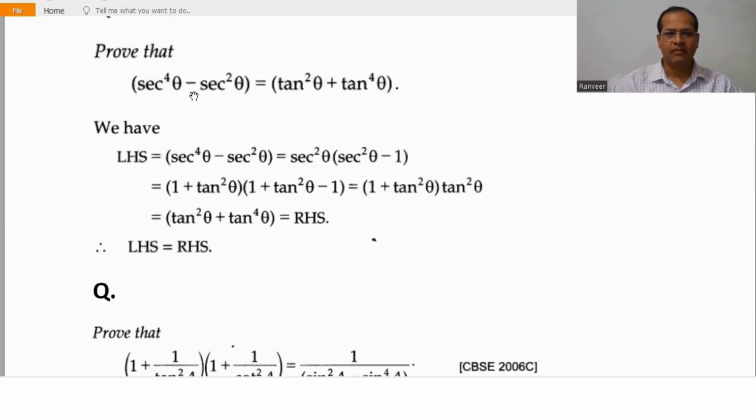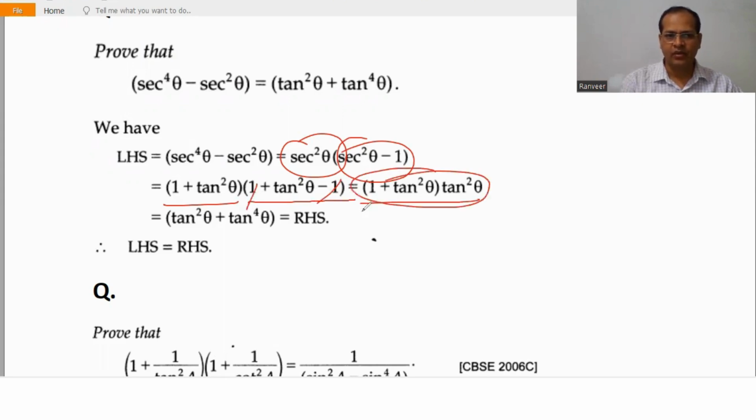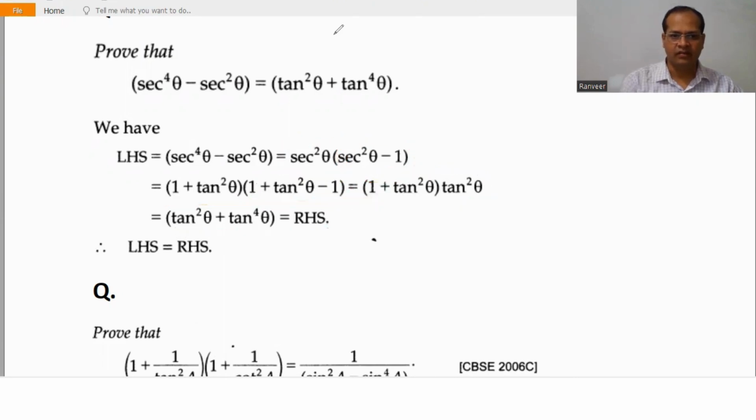Now, sec square theta minus sec square theta. So sec square theta is nothing but the common. So sec square theta minus 1. We can write 1 plus tan square theta, and then 1 plus tan square theta minus 1. So 1 will cancel, and this is the value. So tan square theta, plus tan square theta. This is the way we can convert.